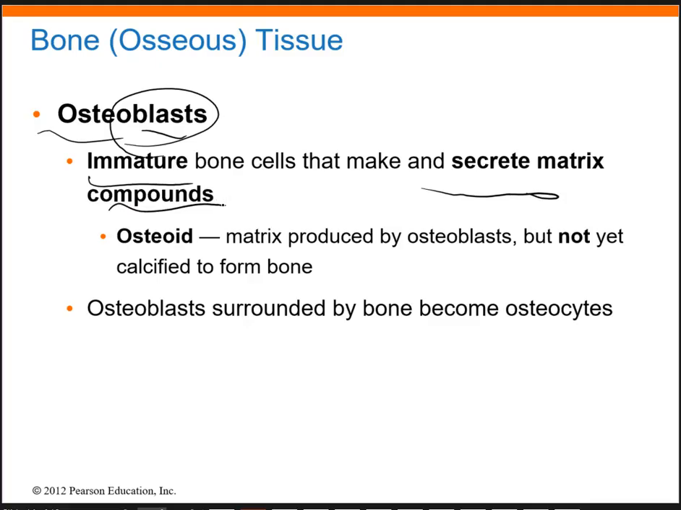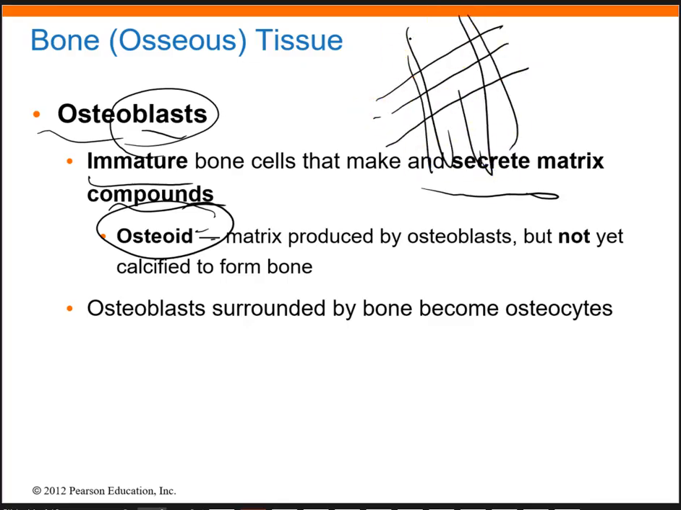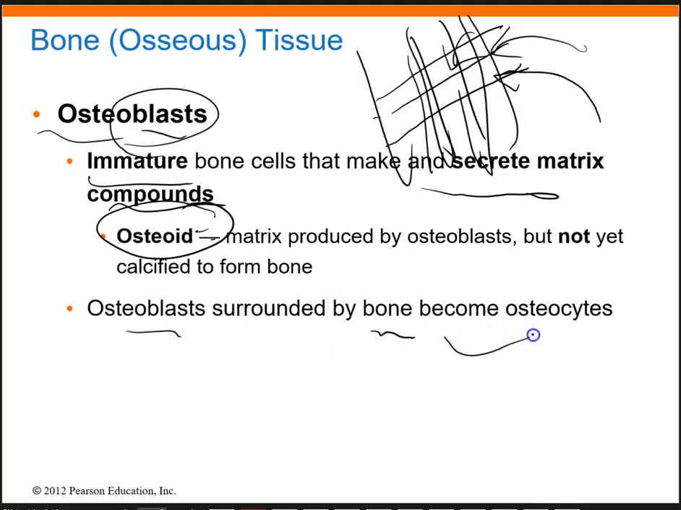Technically, the stuff that's made by the osteoblasts isn't bone tissue yet. It's called osteoid. Osteoid literally means resembles bone. It's not technically bone because it's not calcified yet. It's got to get calcium packed in it. But the osteoblasts build the matrix substructure, and then calcium will get packed in there from the blood. So you can still think of them as building bone. Eventually, when the osteoblasts become surrounded by bone, they mature into osteocytes.